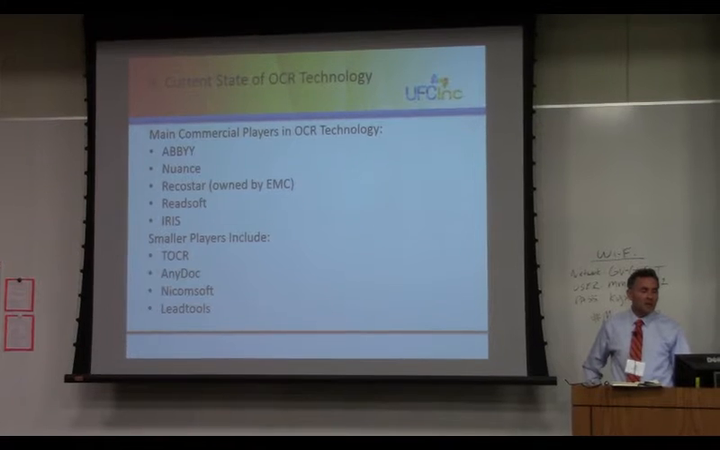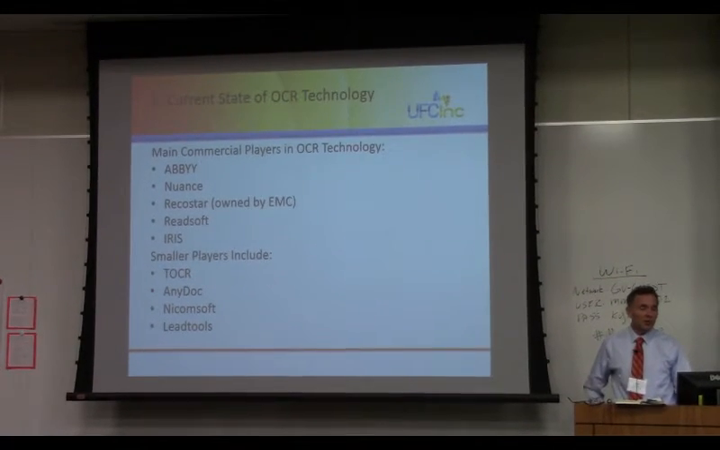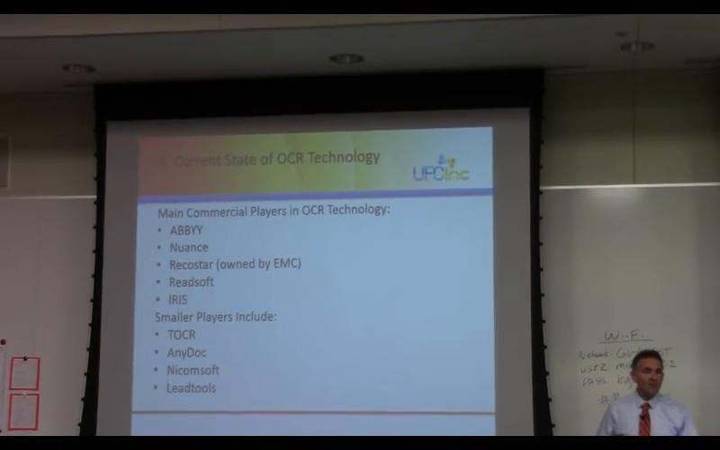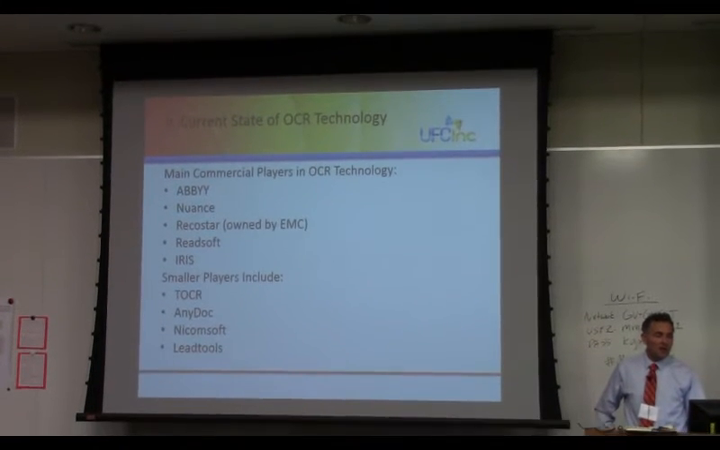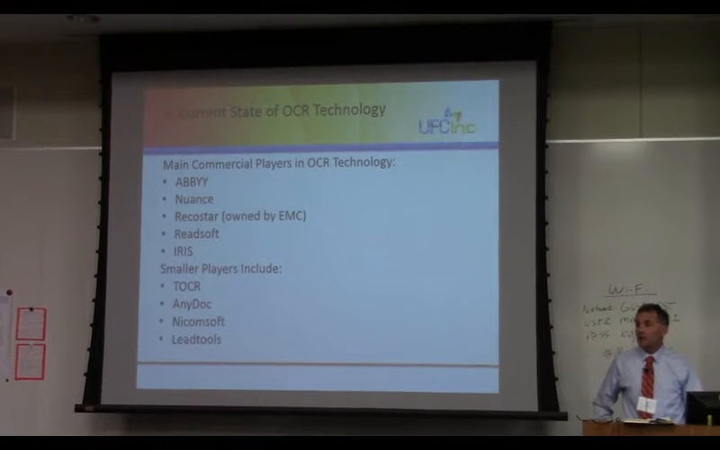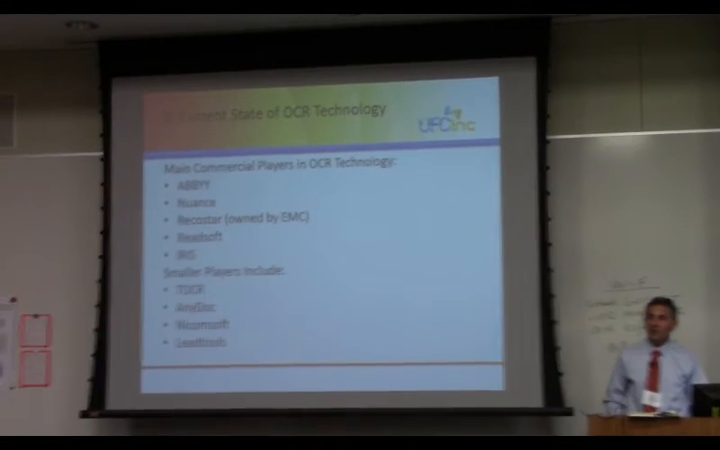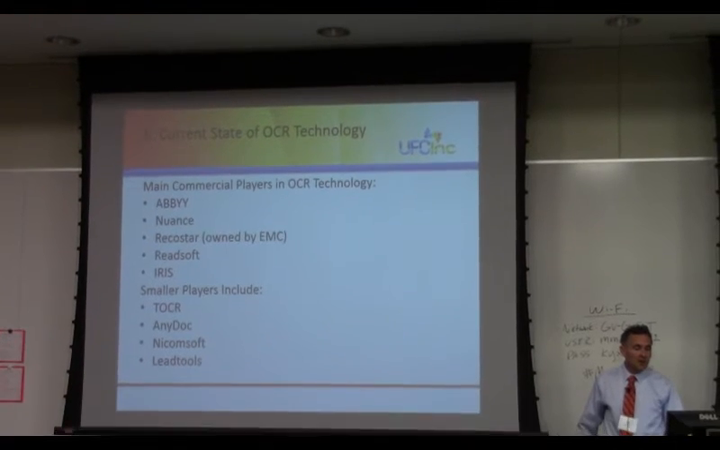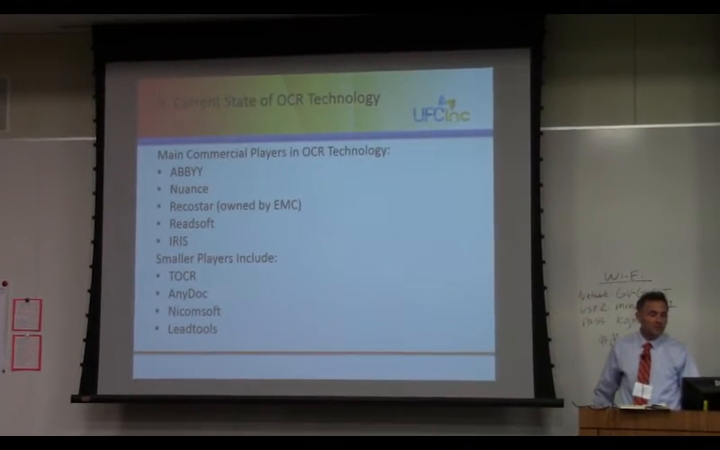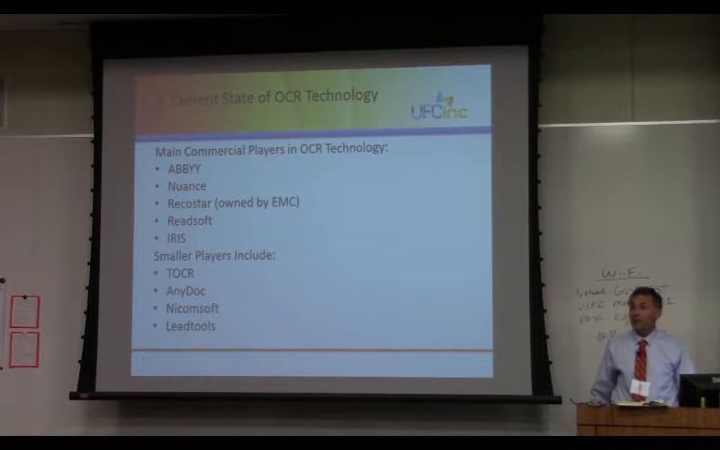Some of the main players in OCR, you've probably heard of some of these names if you've been involved in OCR work at all. Abbyy and Nuance, probably two of the best known. So you might do well just to Google Abbyy, Nuance, read about them and the products that they offer. Some of these smaller ones are out there, very good products. And functionality-wise, they're all really quite similar. They're all competing with each other.